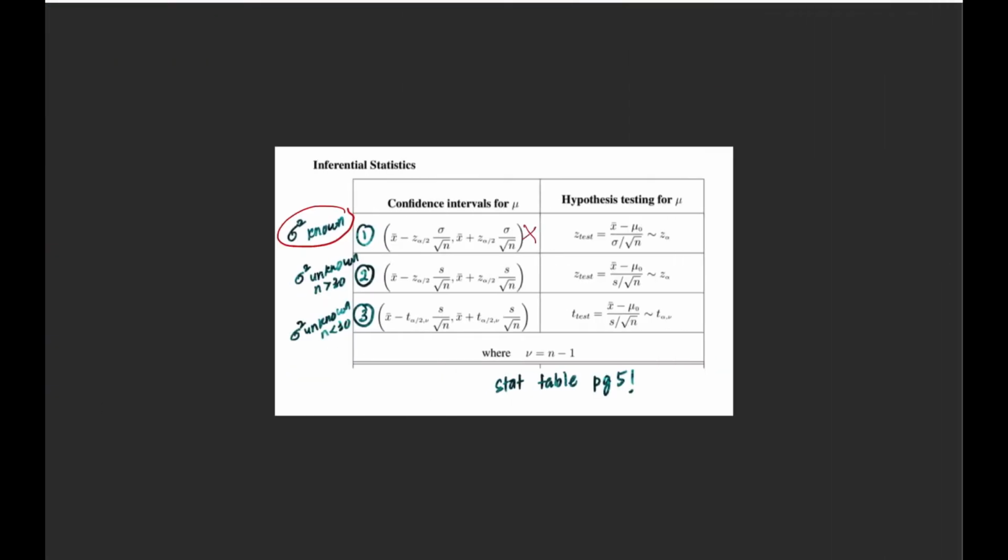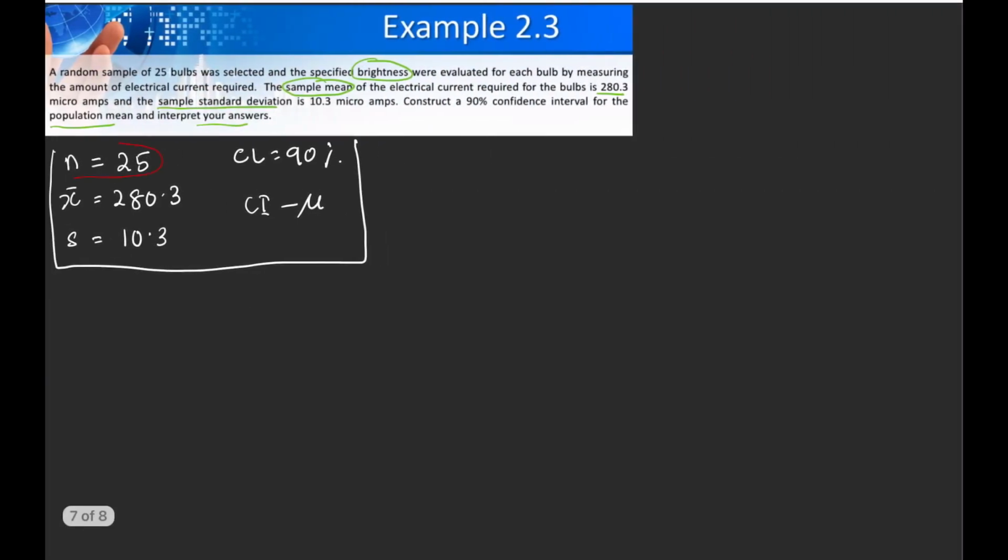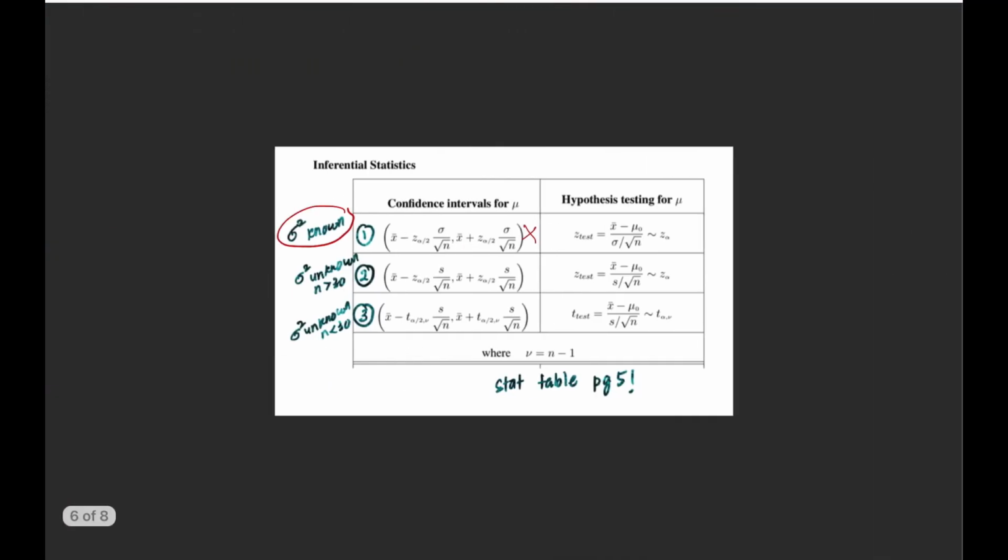Can we use formula number 2? Yes or no? Sigma is not given, right? But you have to consider the sample size. So look back. Our sample size is 25, less than 30. Can we use formula number 2? No, because number 2 is for greater than 30. So you have to use formula number 3 here.